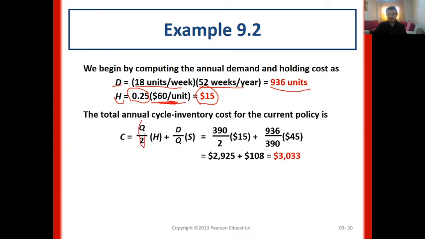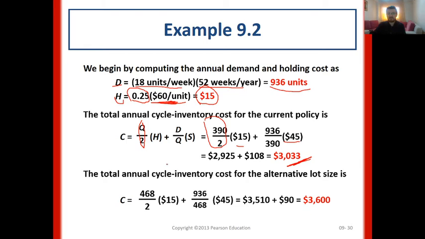So cycle inventory is this in the first policy because their current ordering quantity is 390. When we multiply these two terms, we get the total inventory cost according to holding and ordering cost. When they change the order quantity to 468, let's see what happens. Total inventory cost increases from 3,000 to 3,600. Because of what? Because of holding cost. Now we are holding more units in our inventory because the cycle inventory increased.